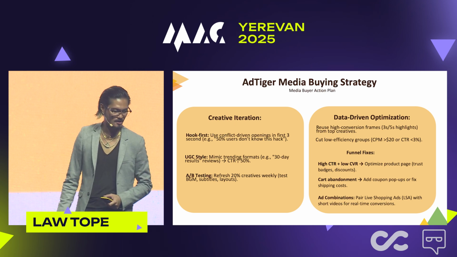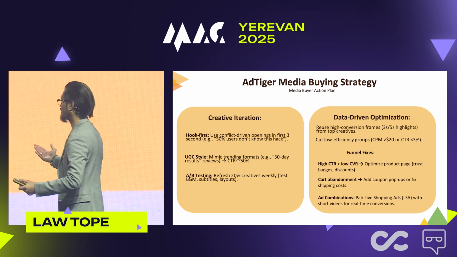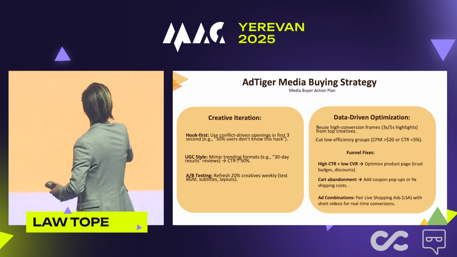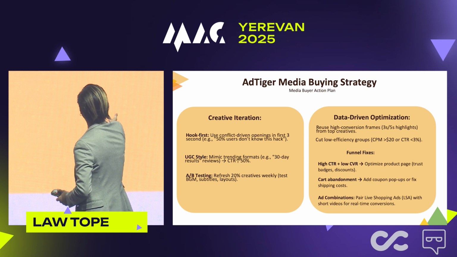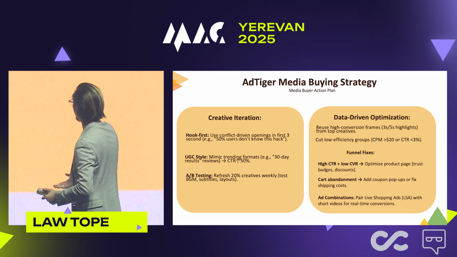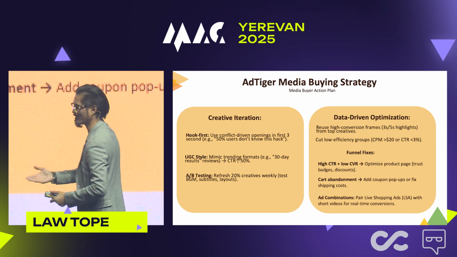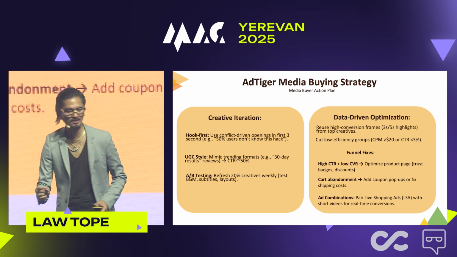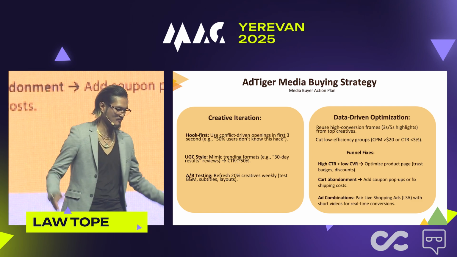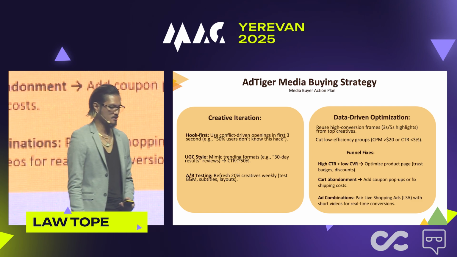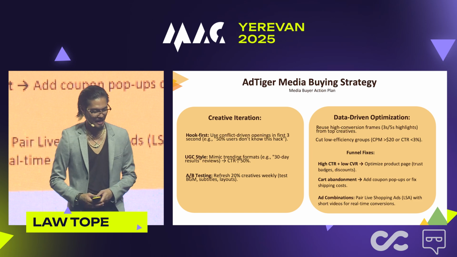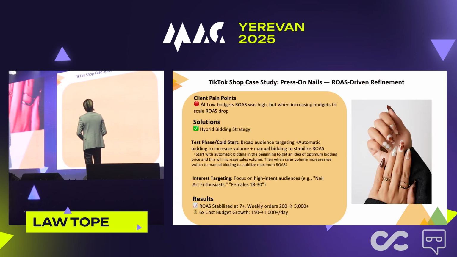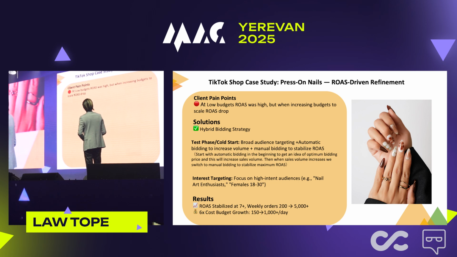Funnel fixes, right? It's very simple. Sometimes people ask me, hey, I have such high CTRs but low conversion rates. Optimize the product page. Add a trust badge and discounts. If you have high cart abandonment, add coupons, pop-ups, or fix shipping costs. It's very simple. And then add combinations, pair live shipping ads, LSAs, which is kind of more advanced. But this is the case study that we have.